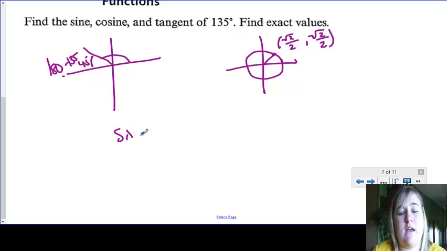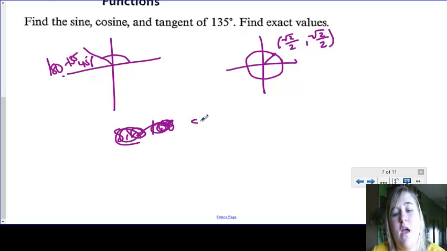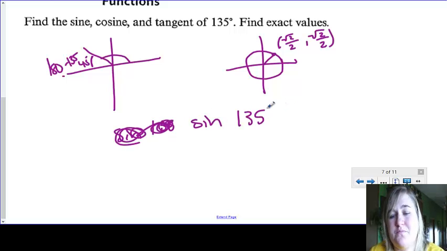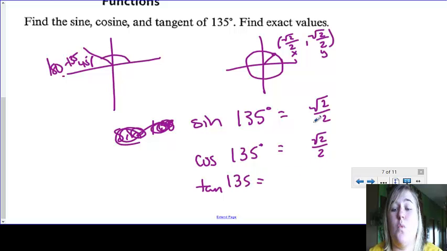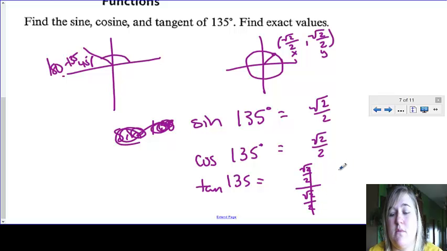So to find the sine of 135, that's supposed to be a 5. Let's write that again. The sine of 135, remember sine is equal to y, and my y is radical 2 over 2. My cosine of 135 is equal to x, which is radical 2 over 2. And my tangent of 135 is equal to y over x. So I have radical 2 over 2 over radical 2 over 2, and this just cancels out. That's going to be equal to 1.